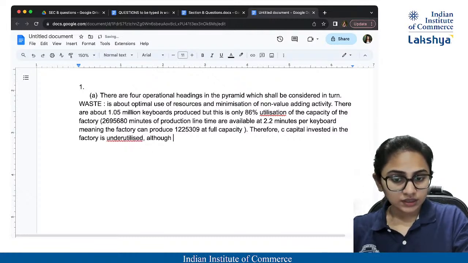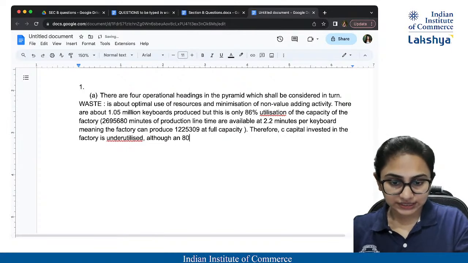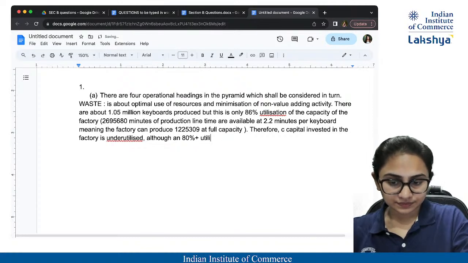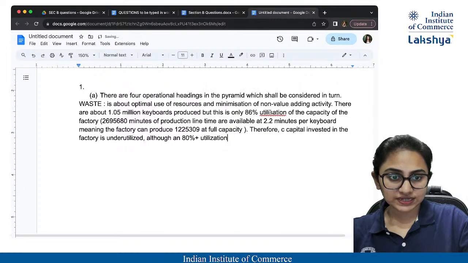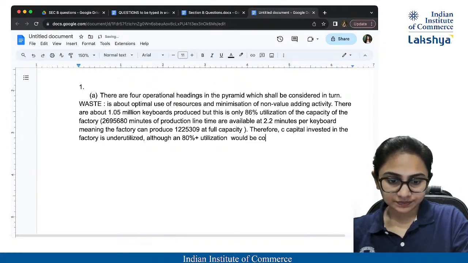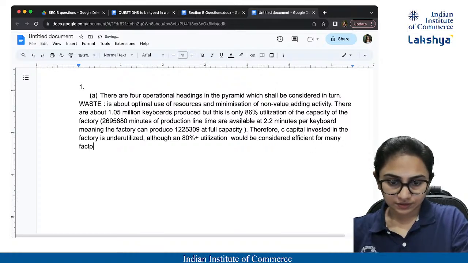Although an 80 plus utilization, that is 80% plus, and we have 86% utilization, 80+% utilization would be considered efficient for many factory operations.